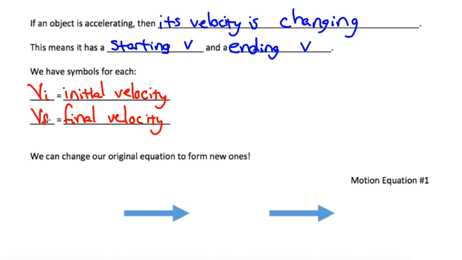Okay, I give you these symbols because we're about to put them into an equation, so we can change our original equation to form new ones. Like I said, all of our equations come from that first one. Acceleration is change in velocity divided by change in time.